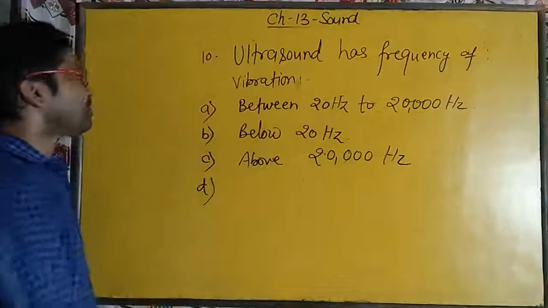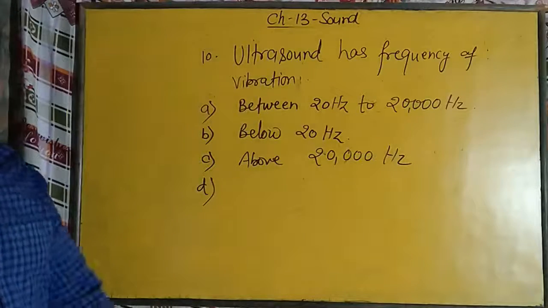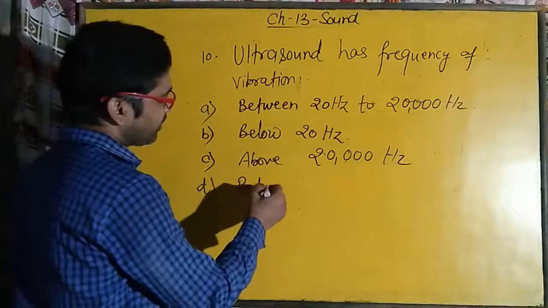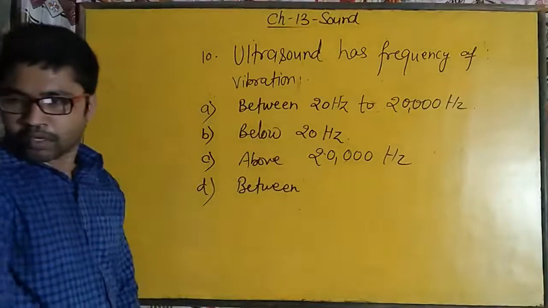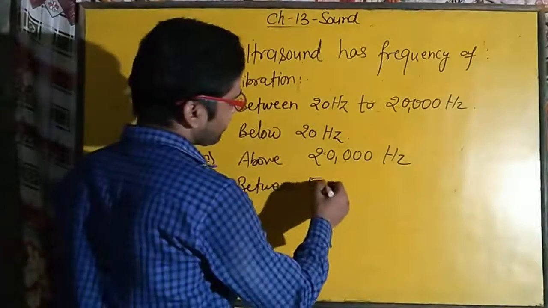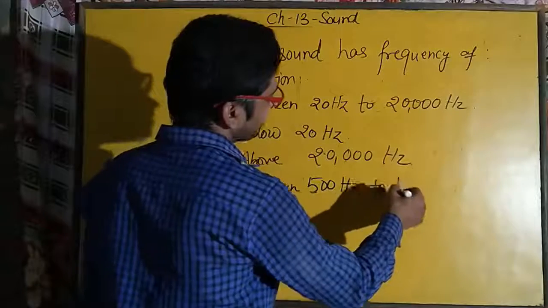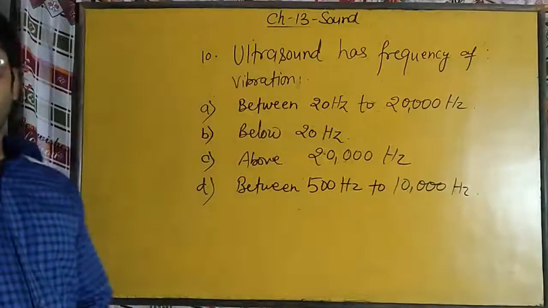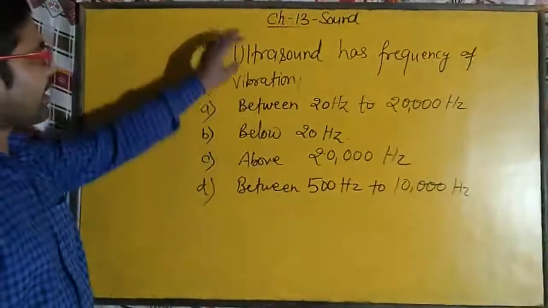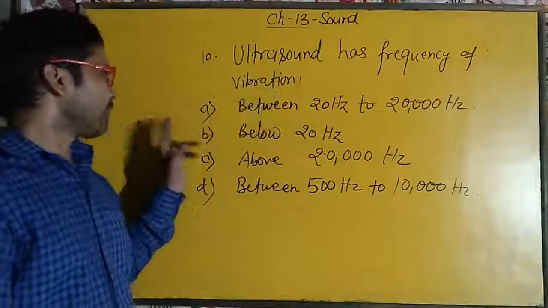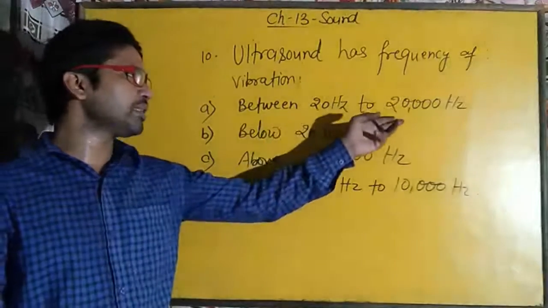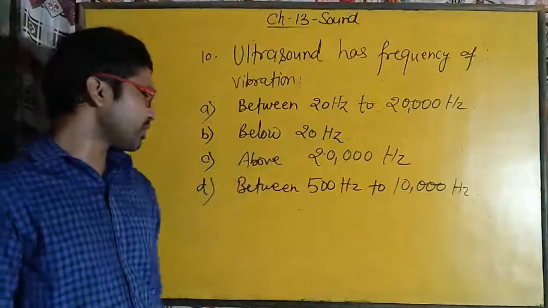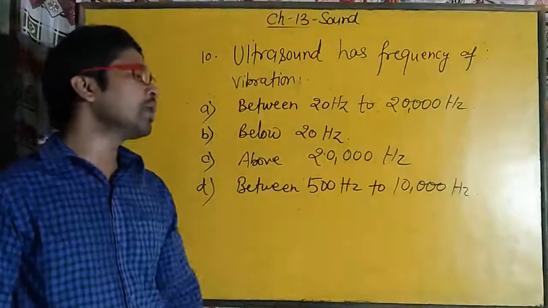And the last option for this question is between 500 to 10,000 hertz. So students, the question number 10 is, ultrasound has frequency of vibration. First option is between 20 hertz to 20,000 hertz. Second one is below 20 hertz. Third one is above 20,000 hertz, and fourth one is between 500 hertz to 10,000 hertz.